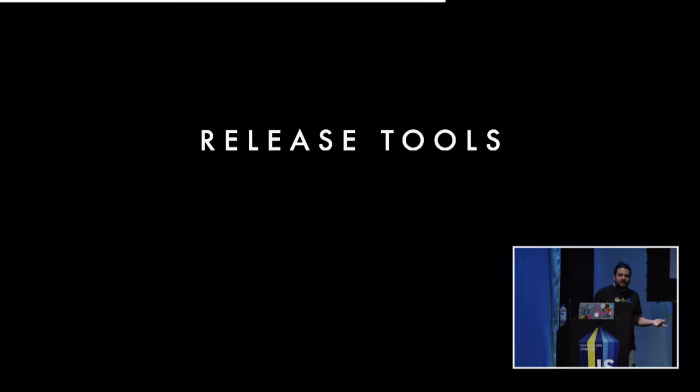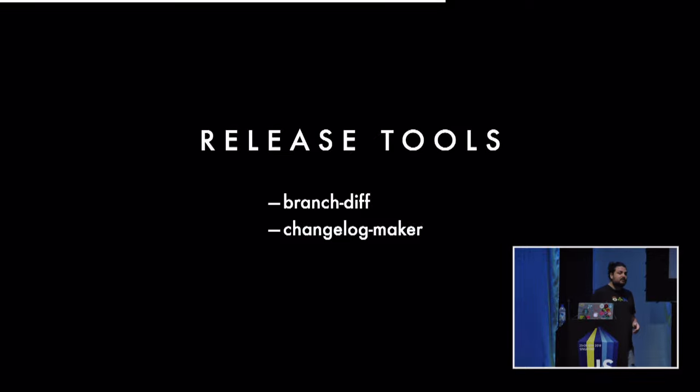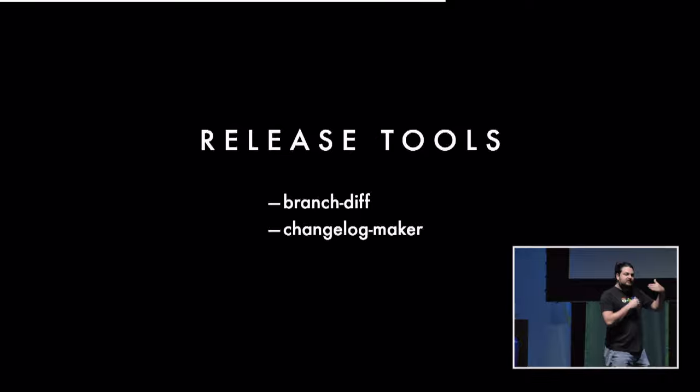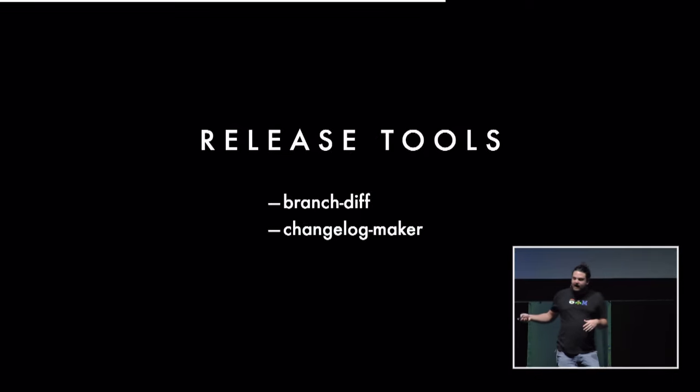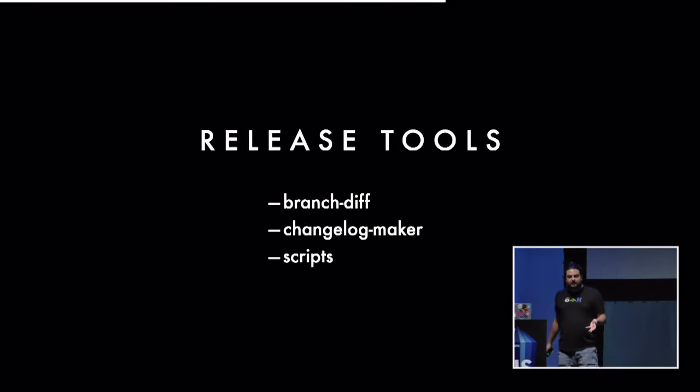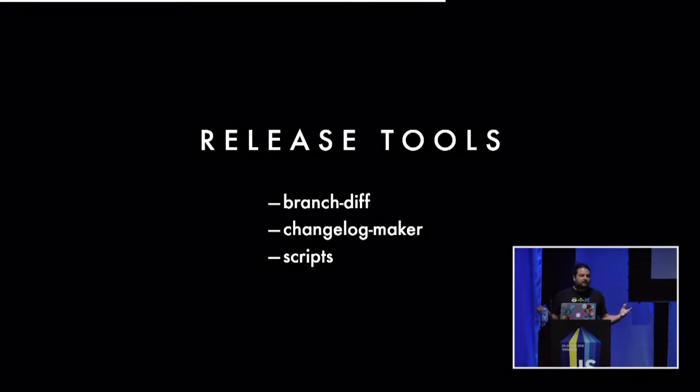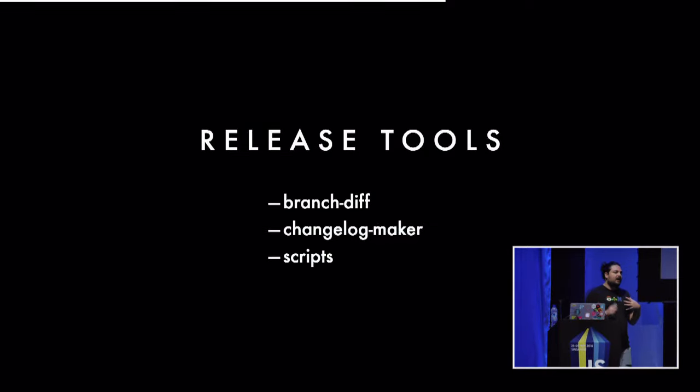But so now that we have these labels, we're able to use tools like I was talking about. Release tools, including branch diff, to find the difference. Release tools such as changelog maker, which can use those diffs between the branches and generate our changelog for us. We also have various scripts that we use during the release. And all of those allow us to do our release process and automate it.